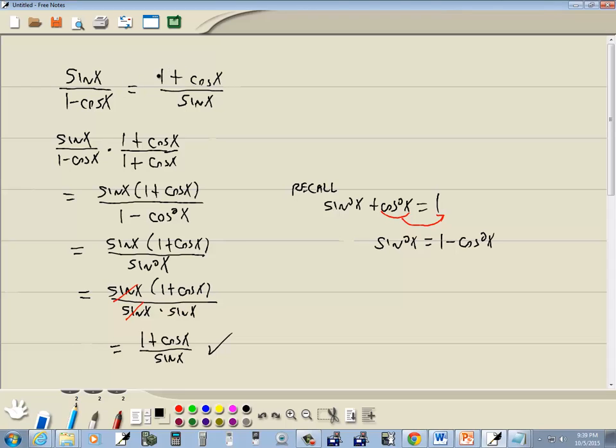Now we cannot touch the other side. We cannot multiply both sides by anything. You can only work with one side in terms of verifying identities, because we're assuming that this is not true. We're trying to verify that. If you multiply both sides by something, you're assuming that that's true.